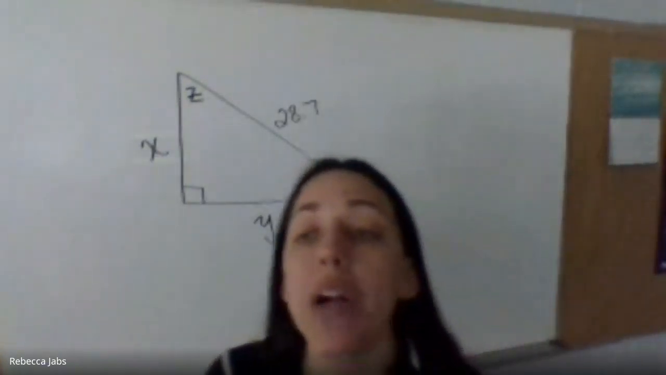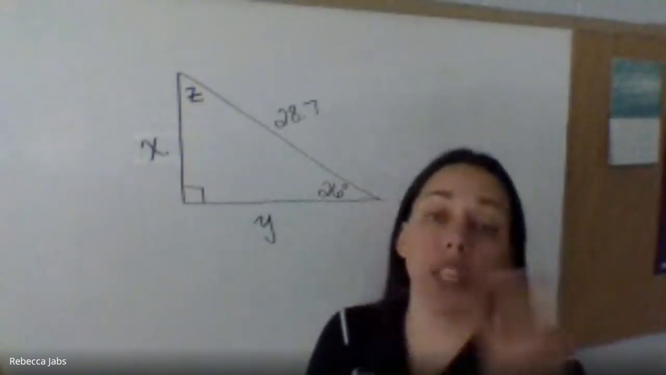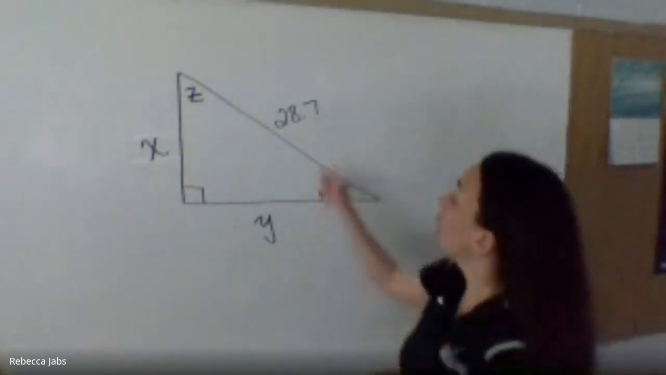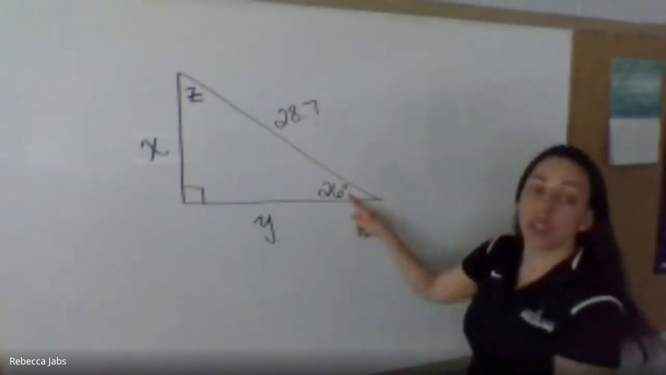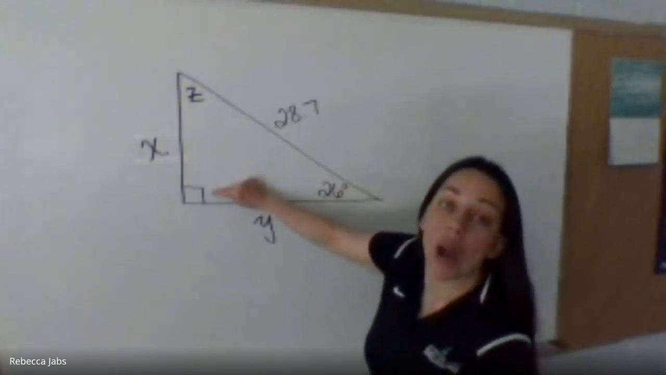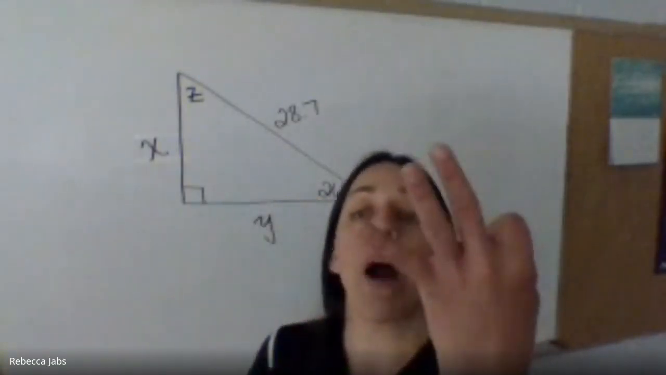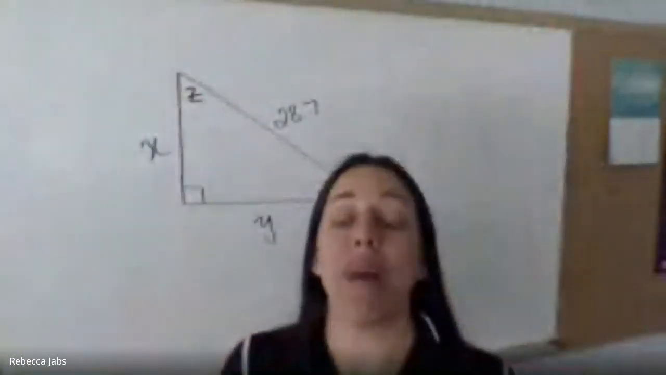All right. So our goal is to find the 3 unknown parts of our triangle. Right now, we are given that this is 28.7. We are given that this is 26 degrees. And of course, this box right here means we have a right angle. So I know 3 parts of my triangle. I have to find the other 3 parts of my triangle.